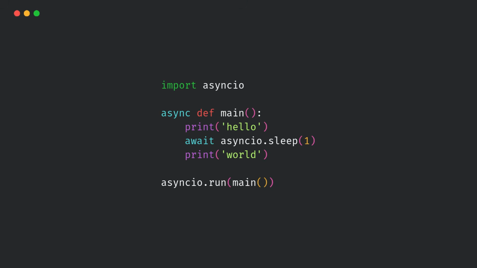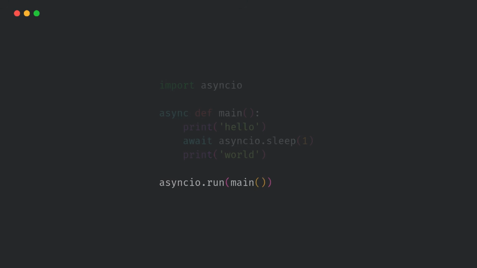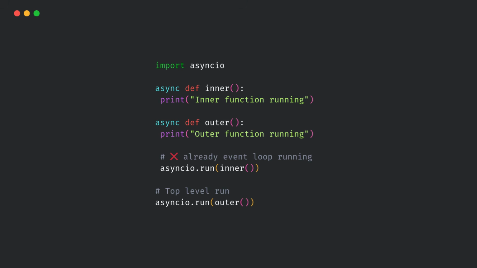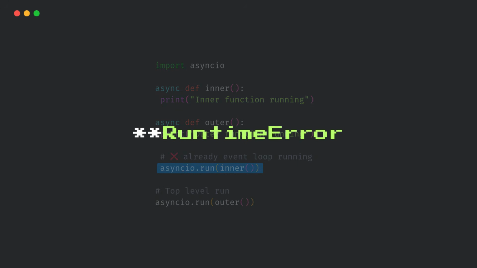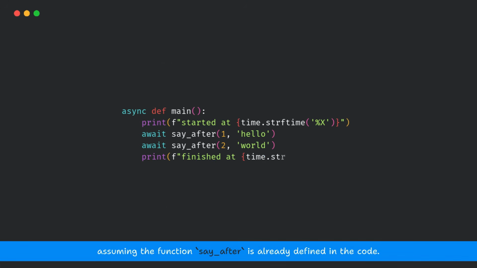What it does is pretty simple. It creates a fresh event loop, runs this coroutine until it's done, and then shuts everything down cleanly. We don't have to manage any of that ourselves. One thing to keep in mind, though, asyncio.run is meant to be called once, at the top level of our script. If we try to call it from inside another async function, it'll throw an error because there's already a loop running.